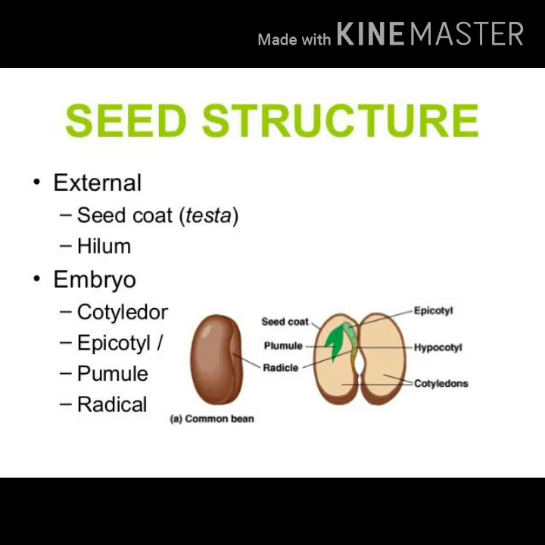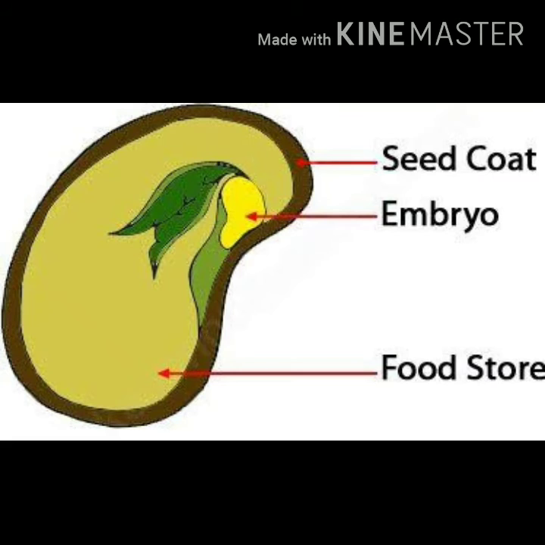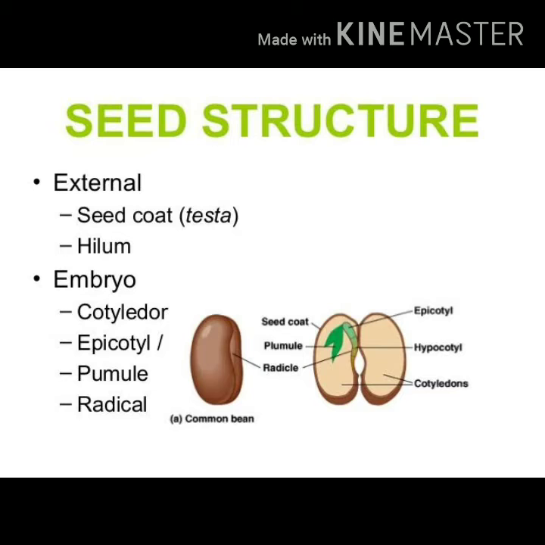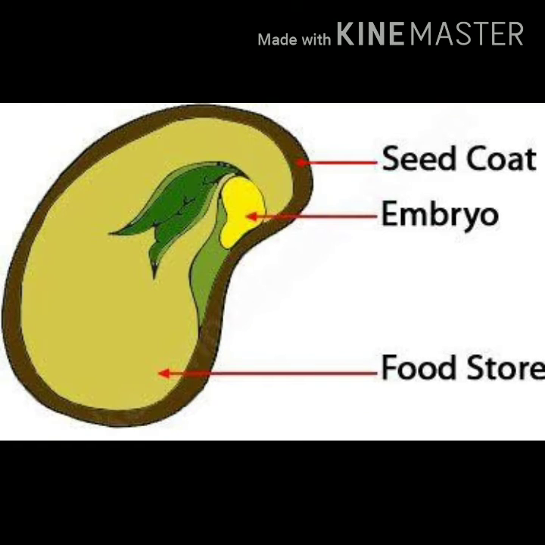Here you can see where it stores food for the embryo, which one is the embryo and which one is the cotyledon. Now you are clear. And the brown part is the seed coat. The outer covering of the seed is called the seed coat. The brown part is called the seed coat.